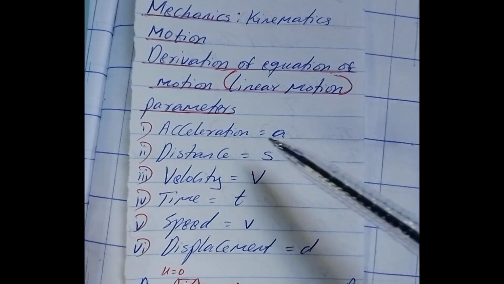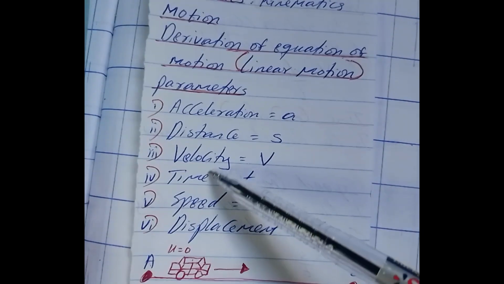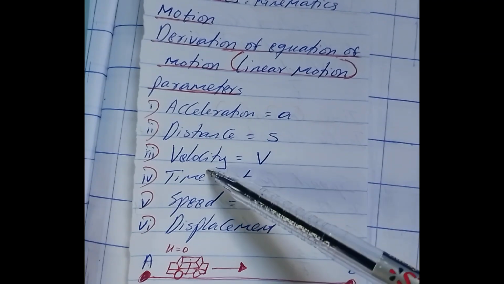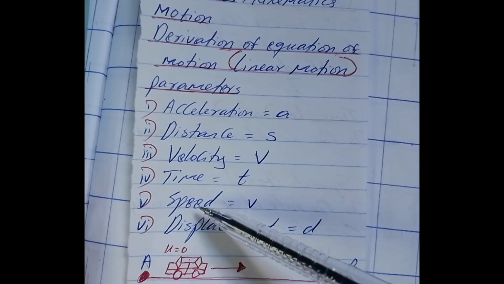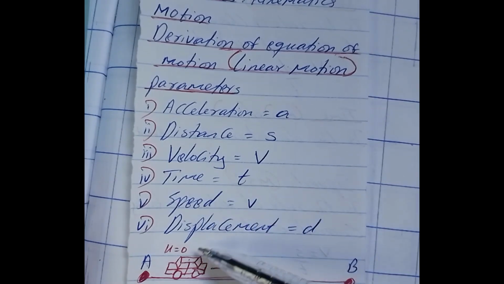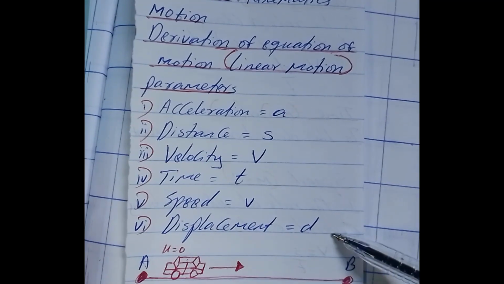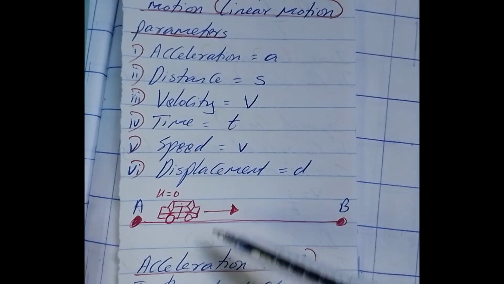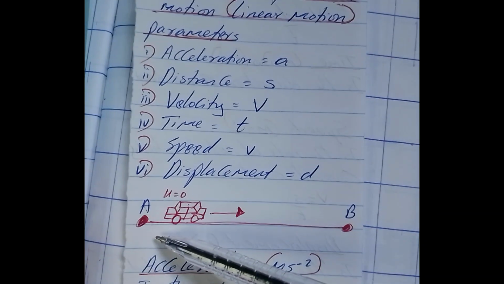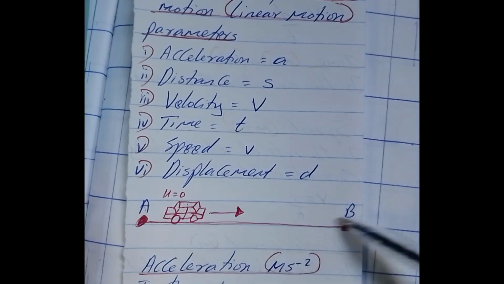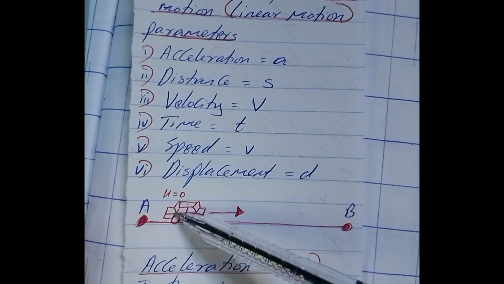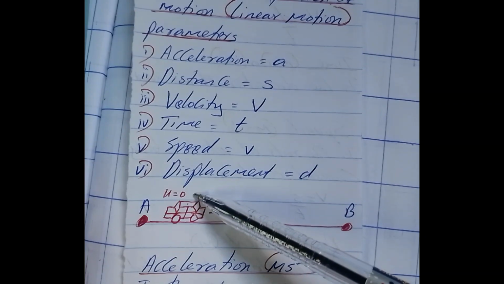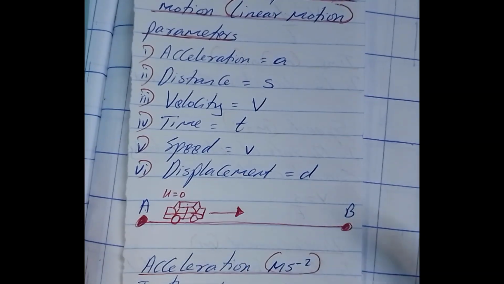The acceleration is denoted by letter a, distance is denoted by letter s, velocity is denoted by letter v, time is denoted by letter t, speed is denoted by small letter v, displacement is denoted by d or x. Now, this illustration here shows the movement of a car from point A to point B on a straight line. When the car is at rest, then our u will be equal to 0. That is the initial velocity.